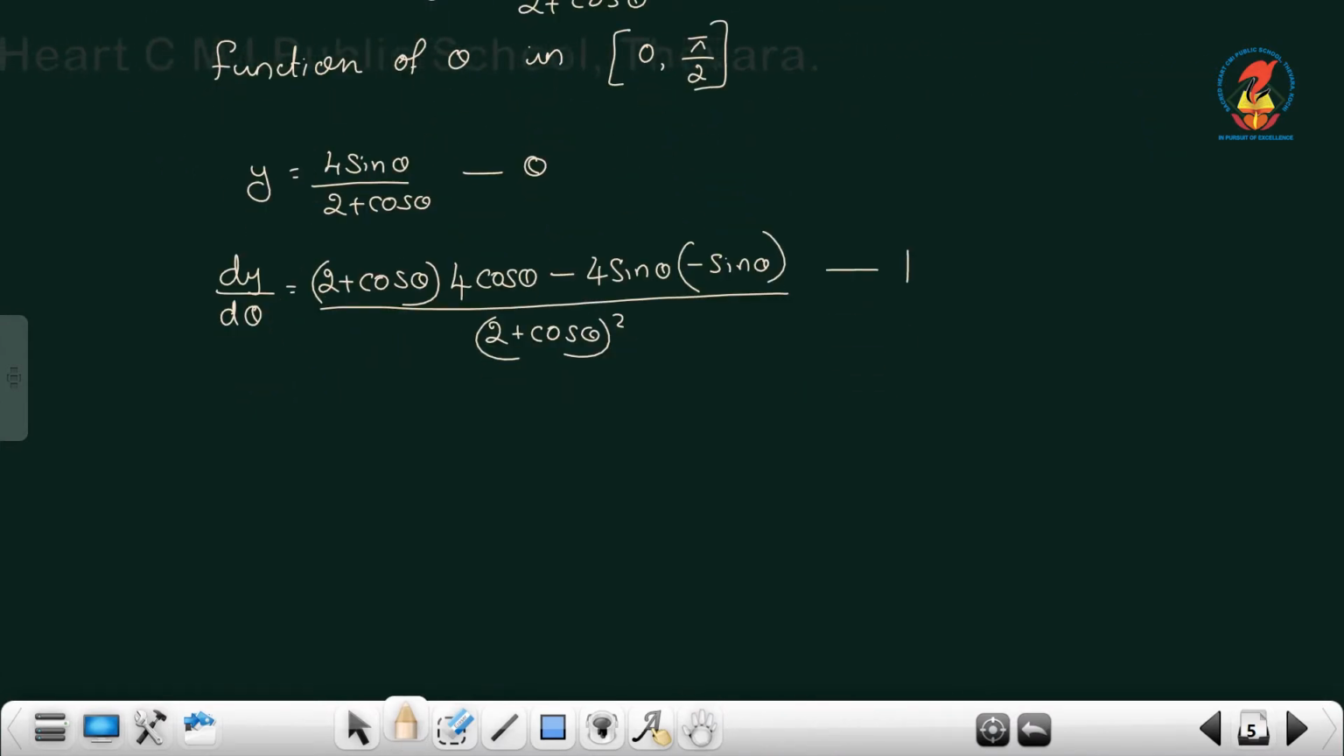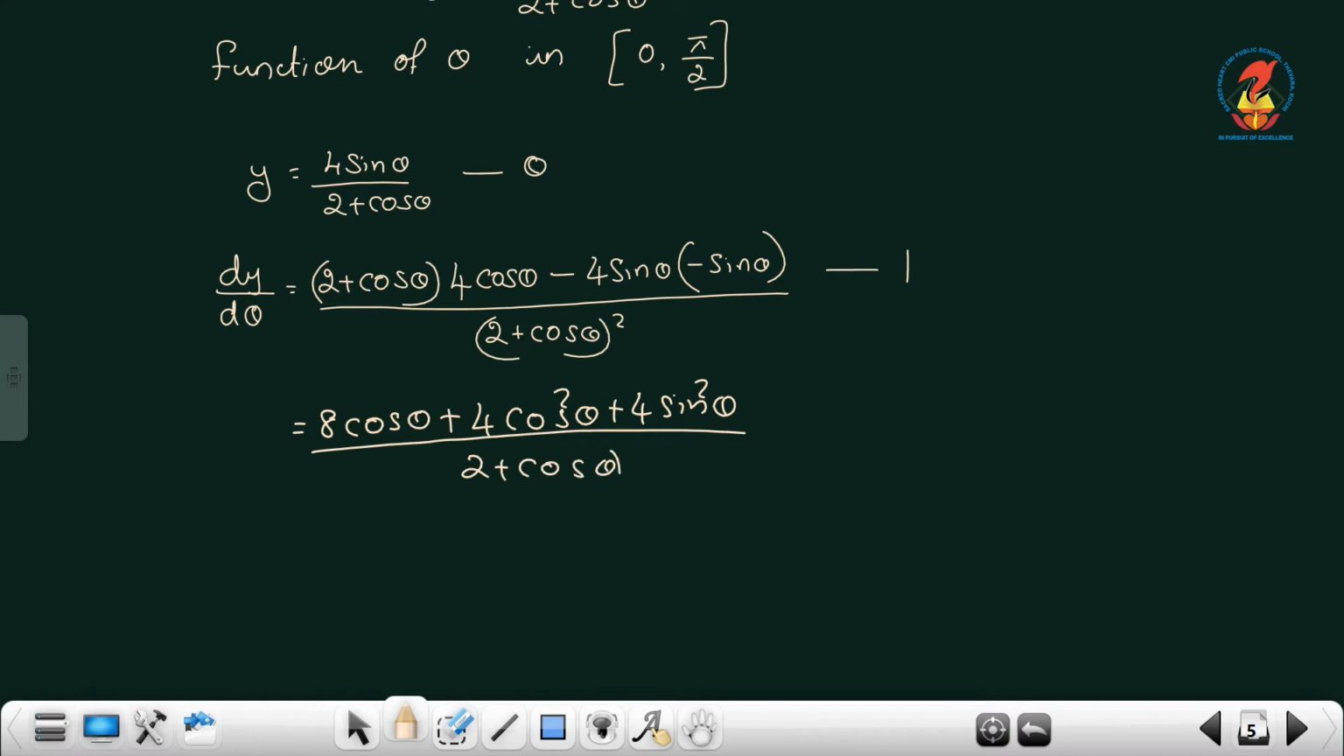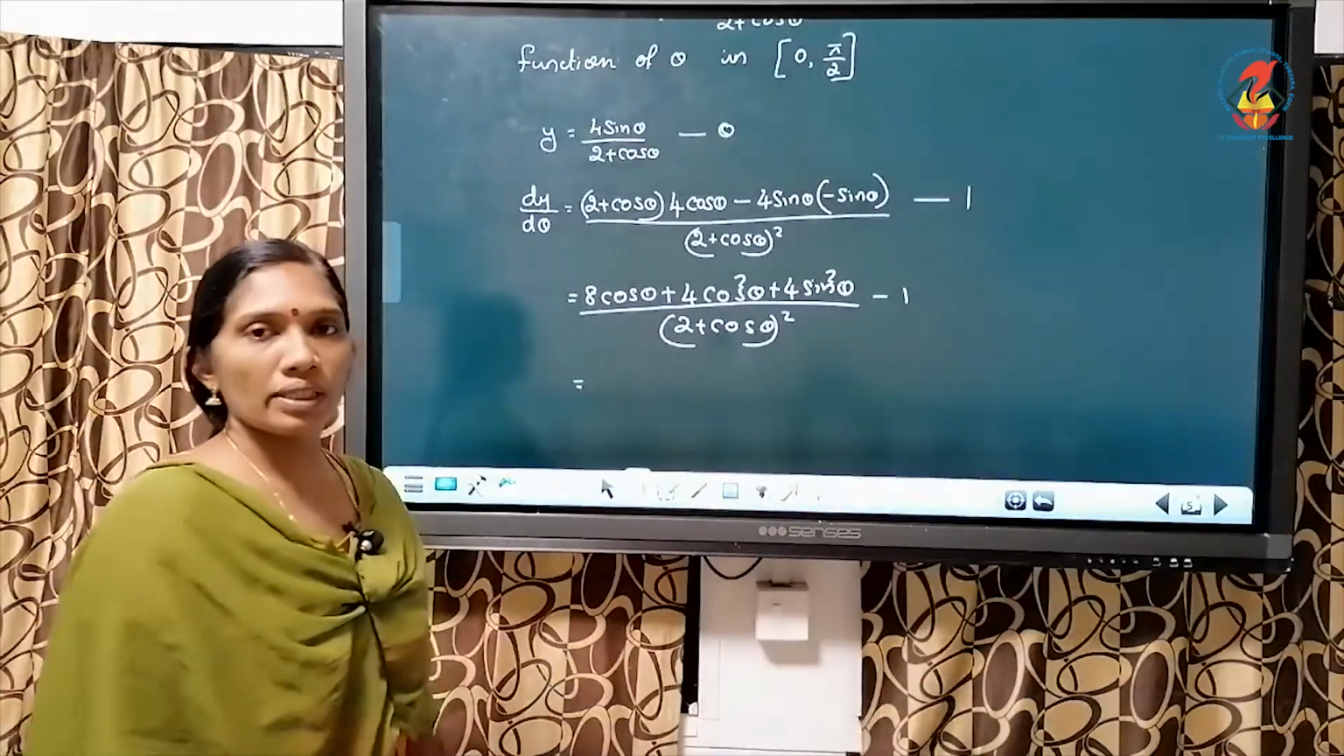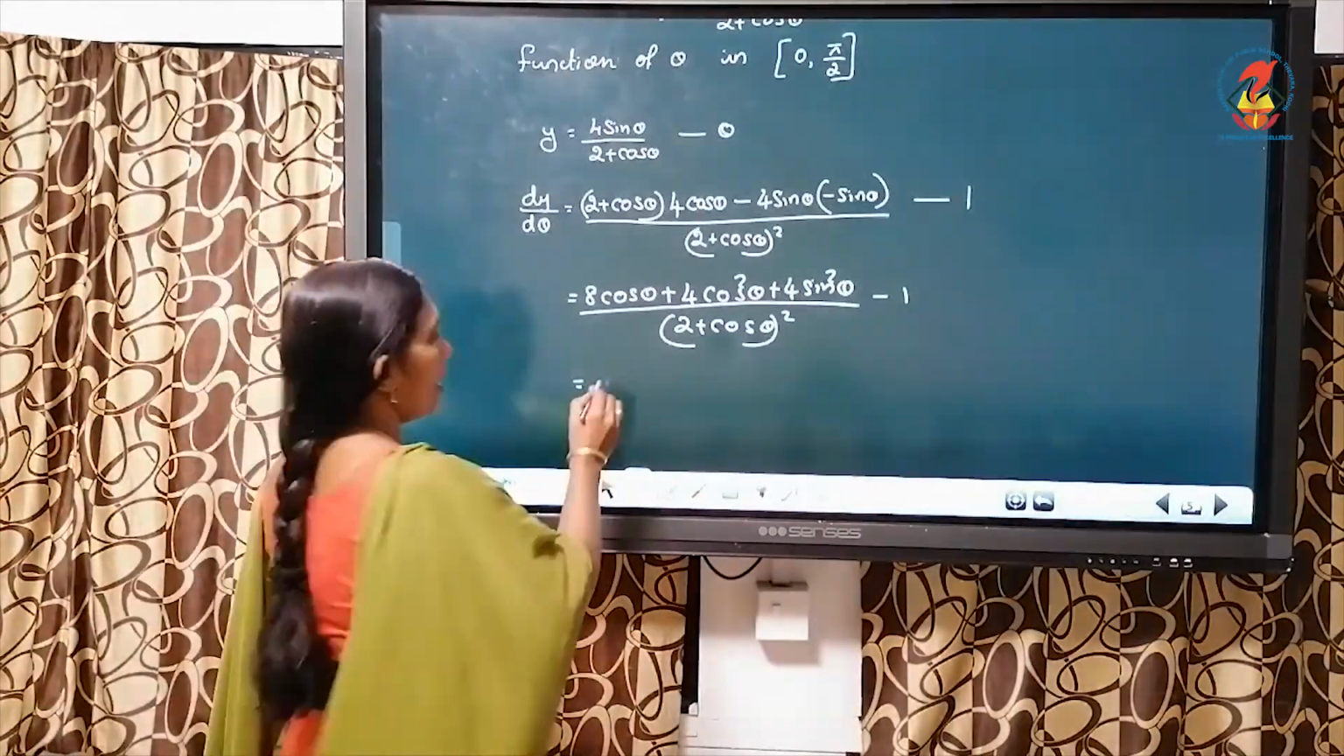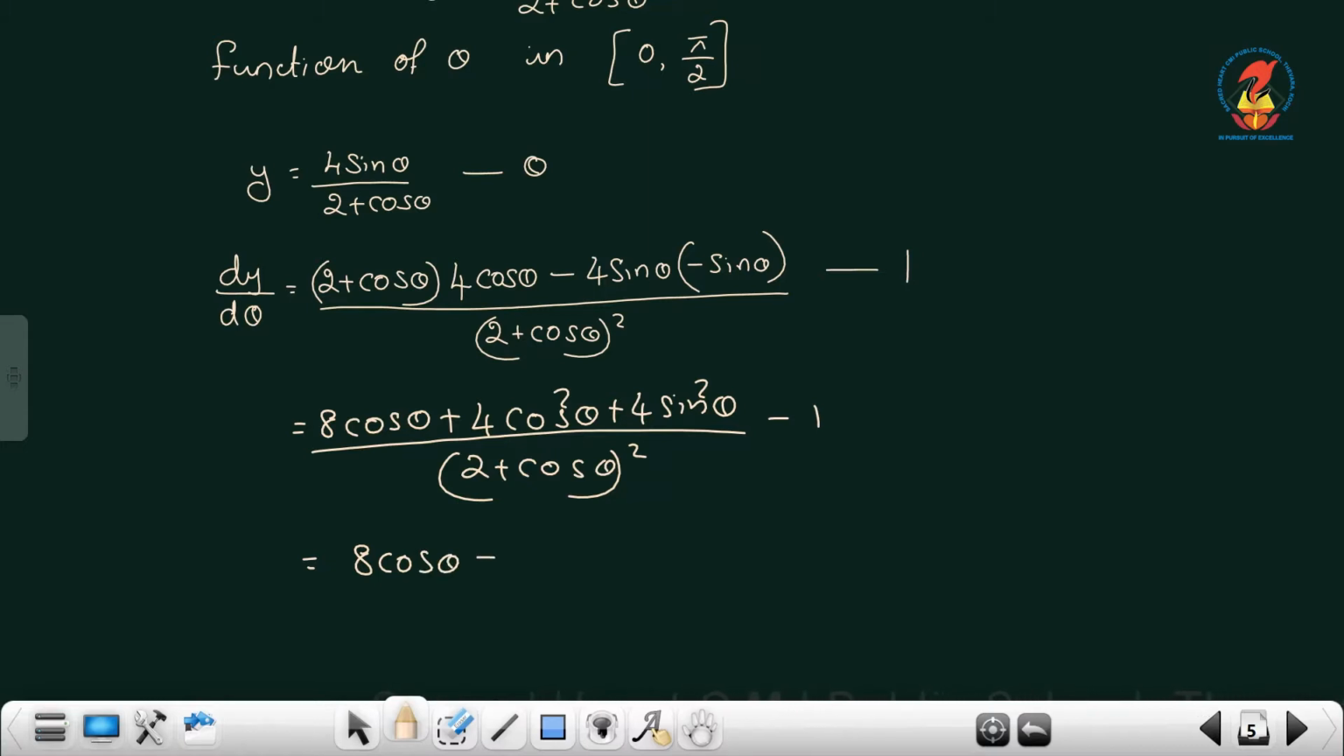Now simplify. 2 into 4 cos theta is 8 cos theta, plus 4 cos square theta plus 4 sin square theta, by 2 plus cos theta whole square. Denominator, no need to expand, just keep as it is. Minus 1. So that is equal to 4 cos square theta and 4 sin square theta becomes 4. 8 cos theta plus 4, minus 1, here 2 plus cos theta whole square.